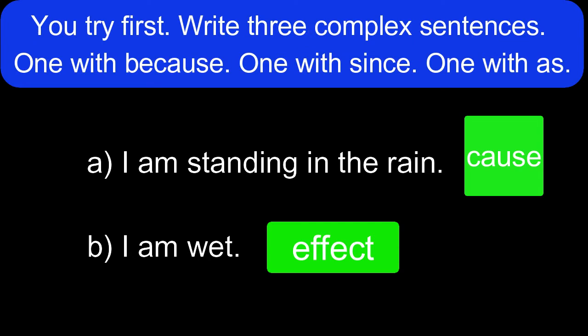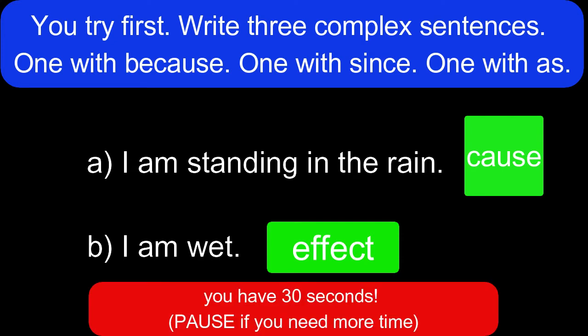I want you to try first. So look at these two simple sentences and connect these ideas, and I want you to write one complex sentence for because, one for since, and one for as. I'll give you about 30 seconds. Okay.